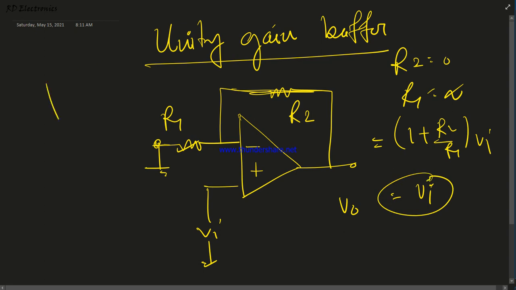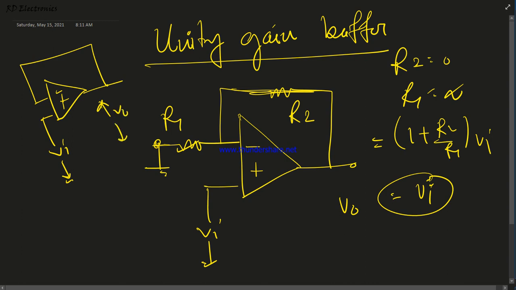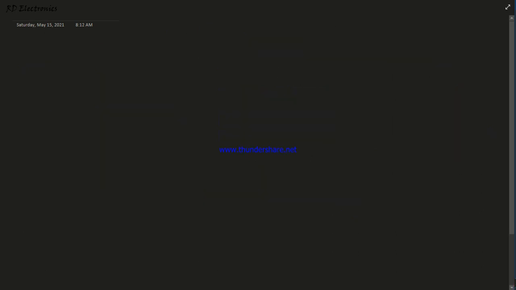So the equivalent circuit is this. We apply V input here and this is V output. So we just get V input here. This is the concept of the unity gain buffer. The unity gain buffer circuit is used for impedance matching, and in different types of circuits and applications in instrumentation. Okay, now in the next part we talk about the basic integrator circuit.